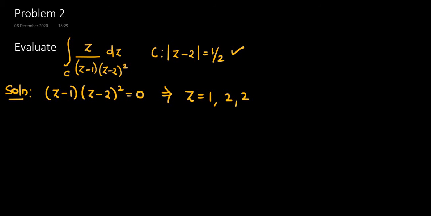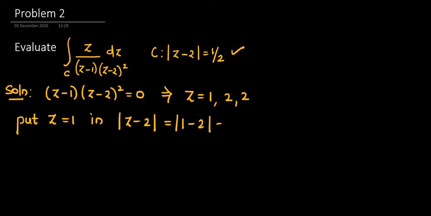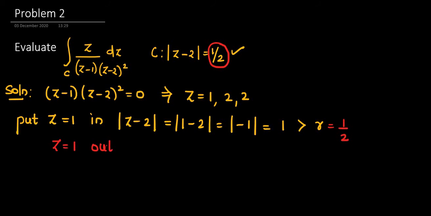Now I am going to substitute these points in our equation of circle to find the distance between that point and the center. Put z equal to 1 in the left hand side of the equation of circle. So when you put z equal to 1, 1 minus 2, which is modulus of minus 1, which is nothing but 1. And you know 1 is definitely greater than the radius, the radius being 1 by 2. So we can claim z equal to 1 is outside C.